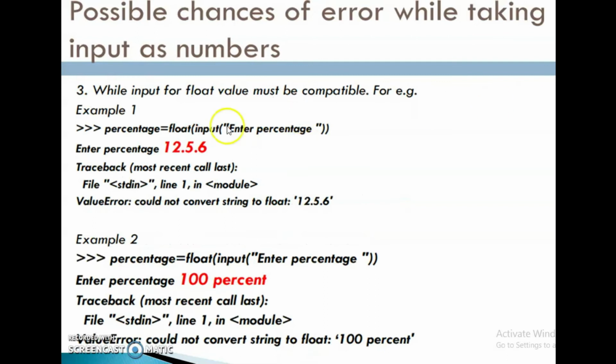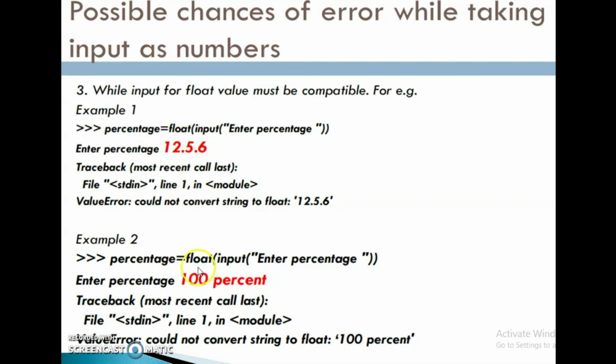Okay. Then third one, the input for a float value must be compatible. We used the float function here, but we entered the number like this, 12.5.6. This is not a number. Python automatically treats this as a string. So this is not possible. We used the float function here, then again we entered a value like this. This is not a float value. Python automatically treats this value as a string. That time also Python will raise an error.